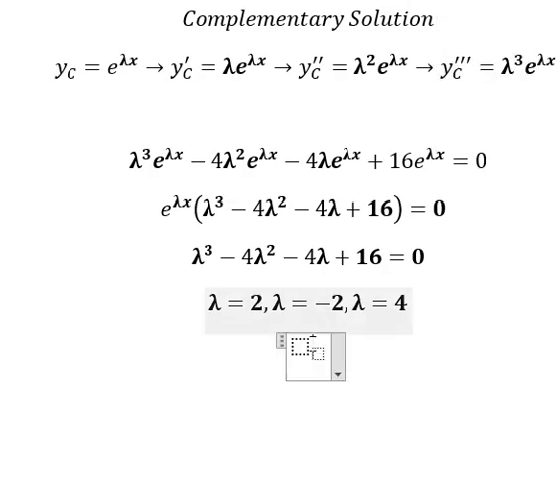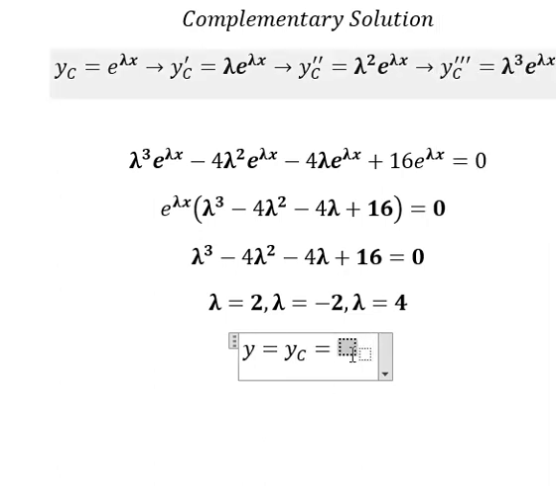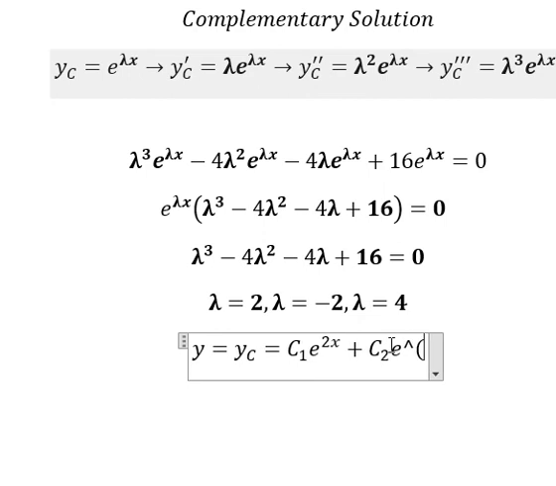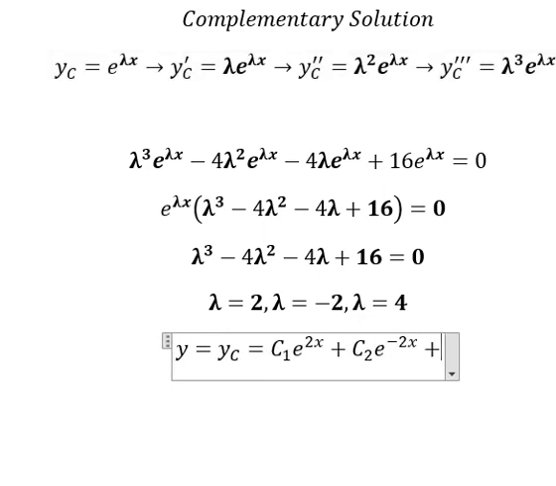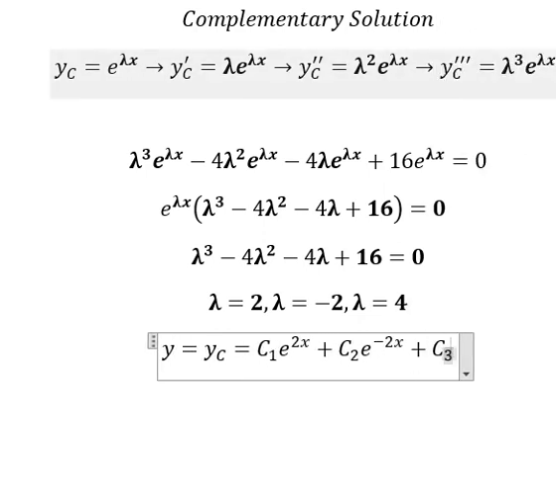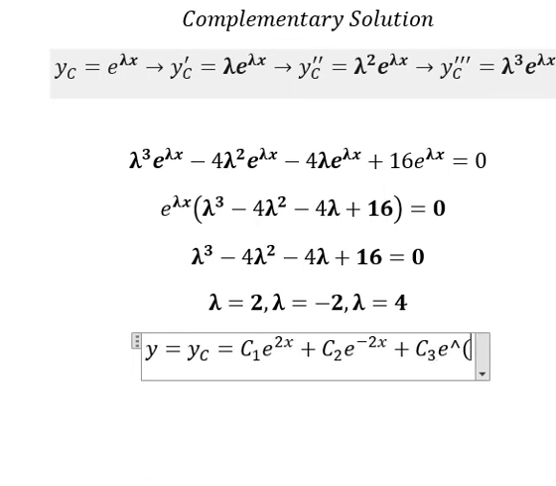So y equals yc, and we have c1, that is constant number 1, e to the power of lambda s, and we need to change lambda into 2. And then we have c2 e to the power of negative 2s, and c3, that is e to the power of 4s. And this is the final answer.